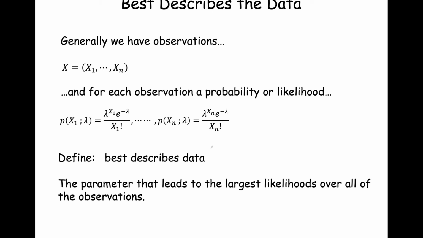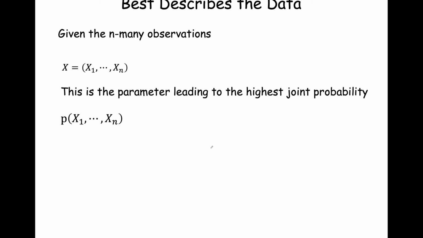And this, we need a parameter, a value for lambda, that leads to the largest likelihoods over all of our observations. And so this is the parameter lambda that leads to what's called the highest joint probability. Each one of these observations, they occur jointly, the first one, the second one, the third one, up to including the nth one. And now we want the probability that all of these n many observations are going to occur together with the highest likelihood associated with the set of n many observations.